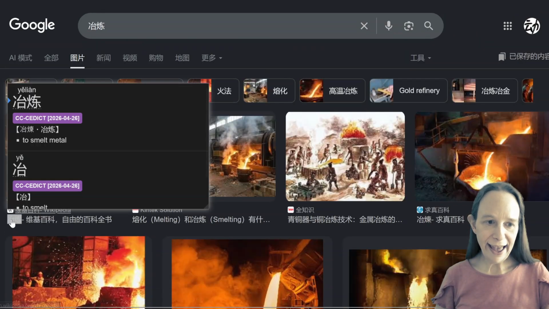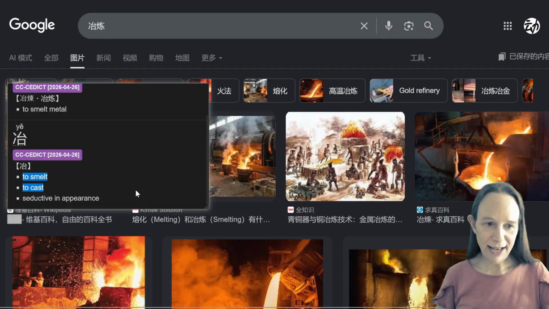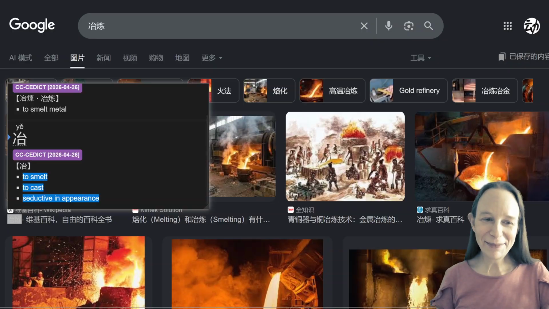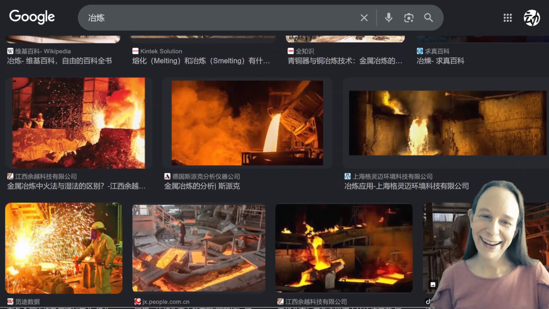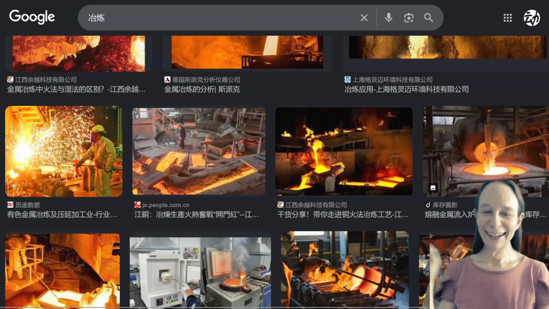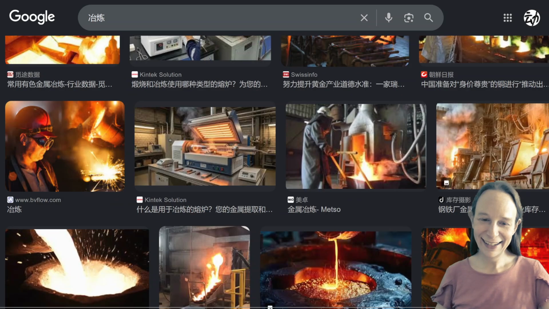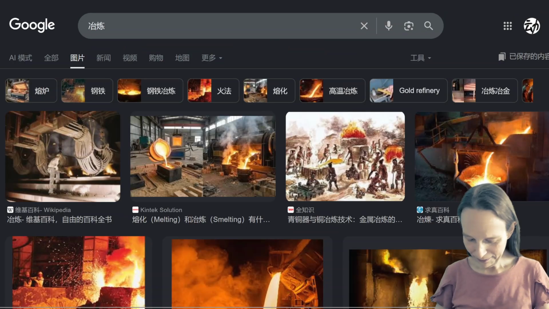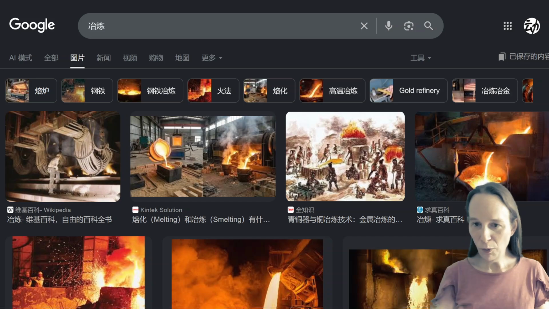What does the "ye" add to this? Smelt, cast, seductive in appearance. I mean, smelting is kind of seductive, but I've never thought about it that way. All right, 冶炼. All right, that's number 1.